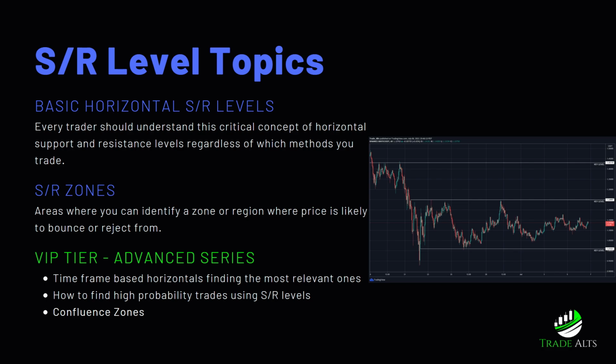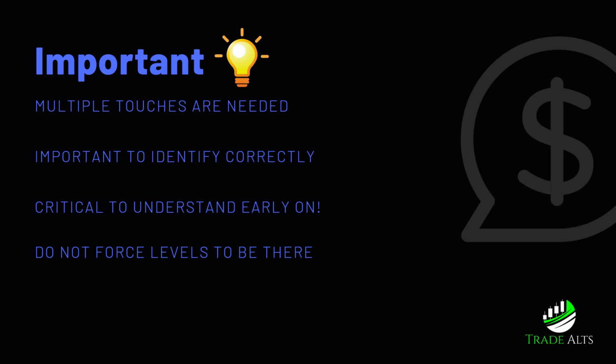All right, so the important things to remember when it comes to SR levels is you need multiple touches. So you're not going to have a support and resistance level that only has one touch. And I'll show you what that means in the next slide. But again, it's really important that you need multiple touches on this support resistance level in order for it to be valid. Number 2 is it's really important to identify correctly.